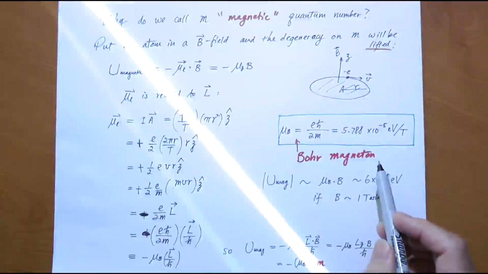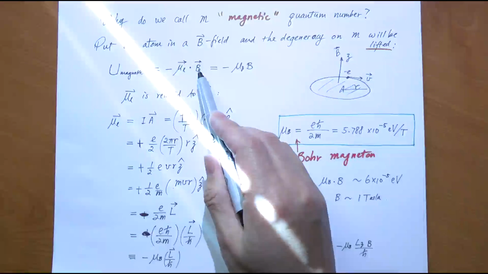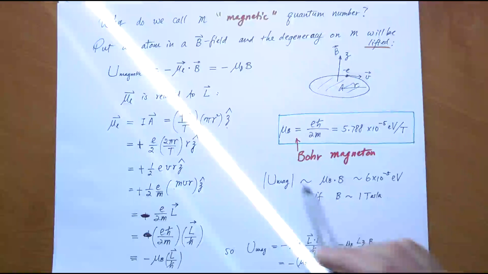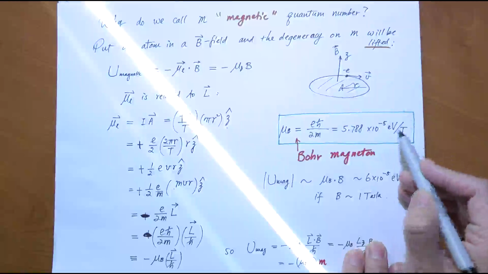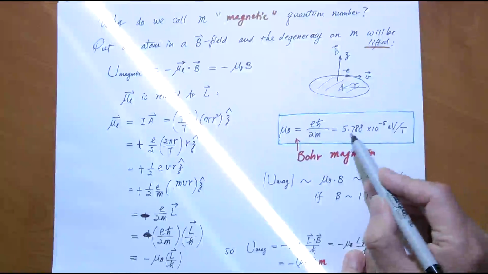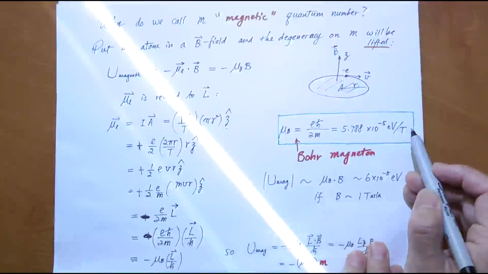The Bohr magneton has a unit of energy divided by that of the magnetic field, so it's joule over Tesla, but joule again is too large a unit. We can convert that to eV, and if you did that, you get eV per Tesla, and here is the numerical value of the Bohr magneton, 5.788 times 10 to the negative 5 eV per Tesla. And you know what that means?